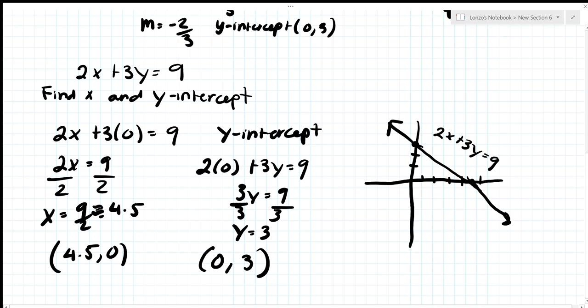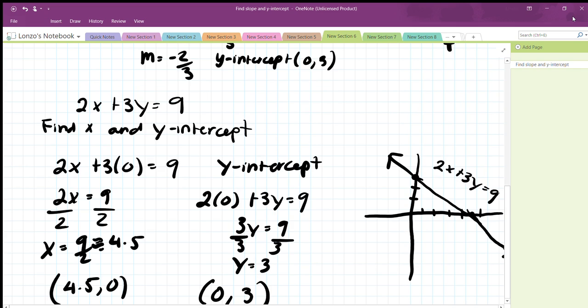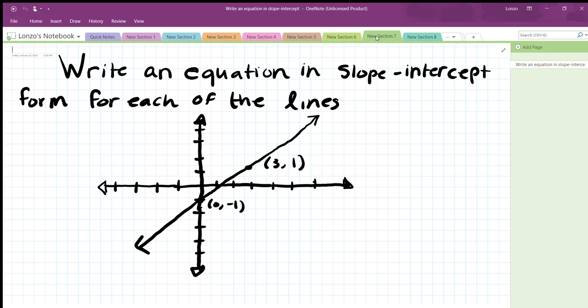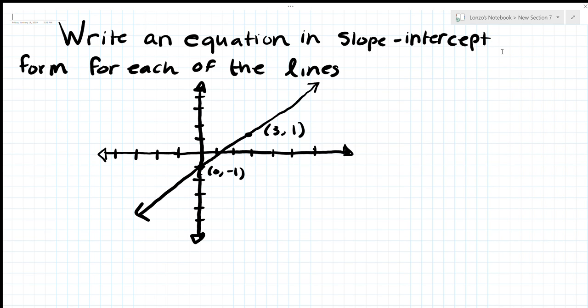So let's do another problem. Section 6. So let's do another one. Okay, so it says write an equation in slope-intercept form for each of the lines. So we need an equation for this linear equation, but they only give you 2 points, and they want it in slope-intercept form. So slope-intercept form, remember, is y equals mx plus b.